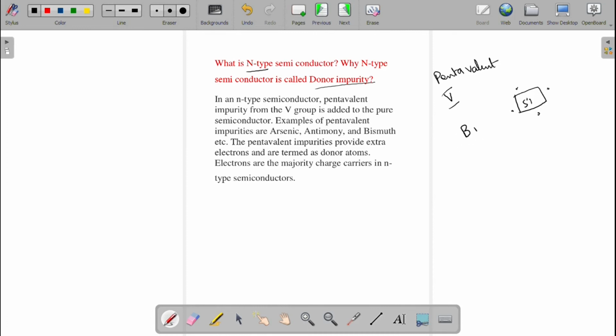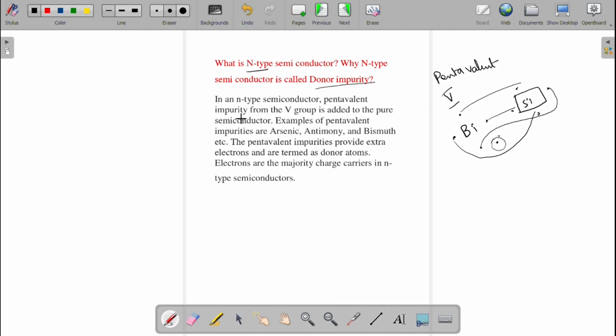So bismuth, if you consider, it has 5 electrons, right? So 4 will make the covalent bond combination. Here also we will join like that. One electron is in excess, right? So it donates the electron. That's what it is called: the impurity is a donor impurity and the atom is called a donor atom.